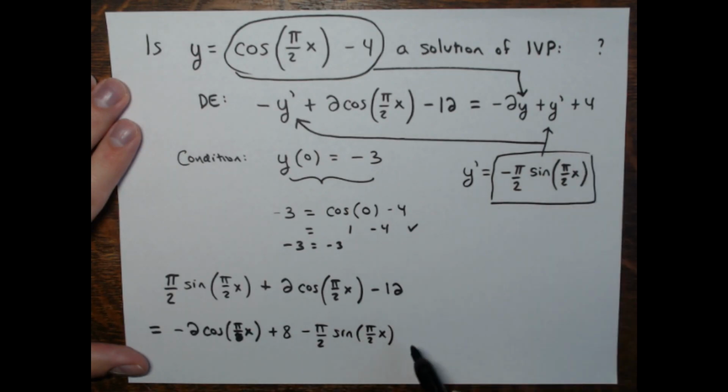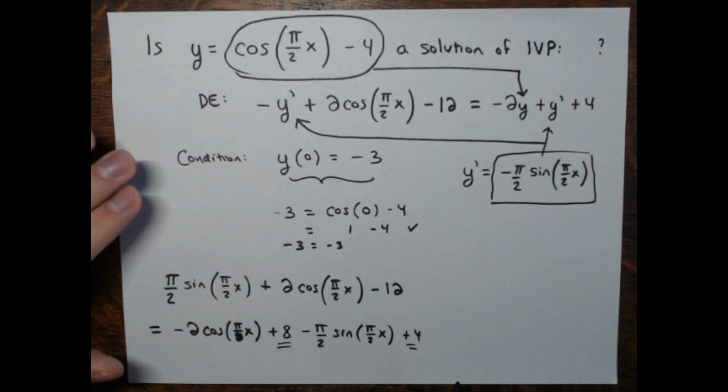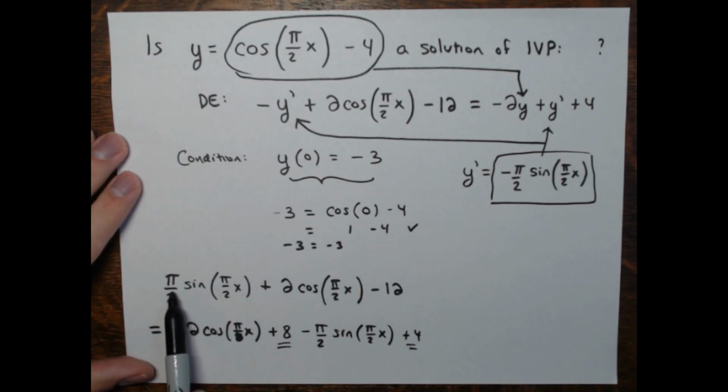And then you got plus 4. Right. Now 8 and 4 make 12. So pretty much what I've got here is these are opposites. They're not the same. Now on the left side, you got positive pi over 2 times the sine of pi over 2x. You got the opposite of that on the other side.